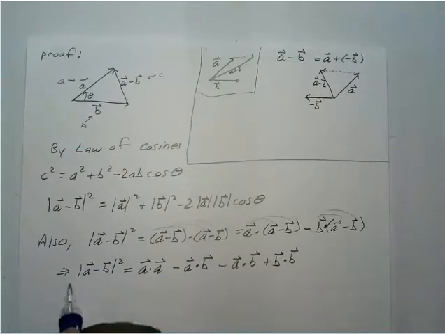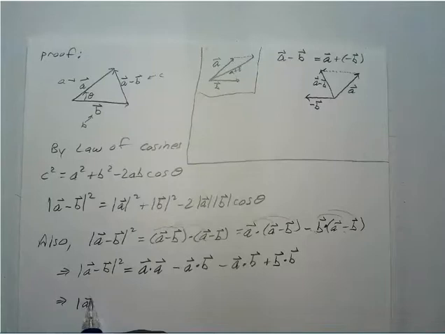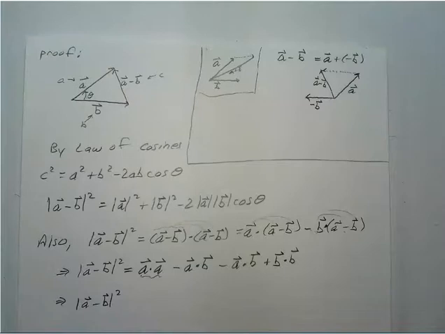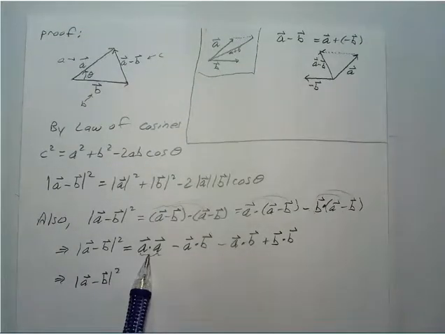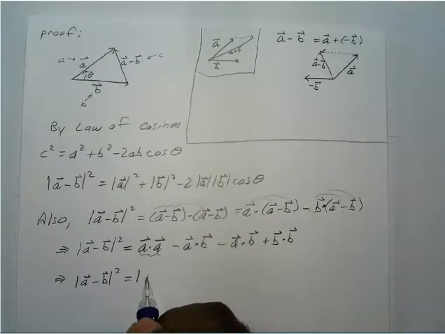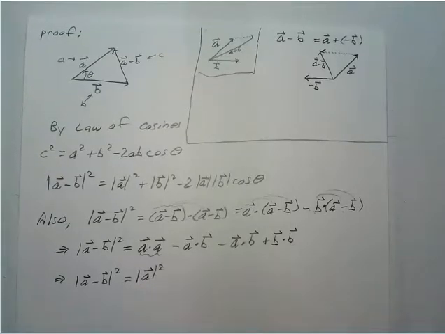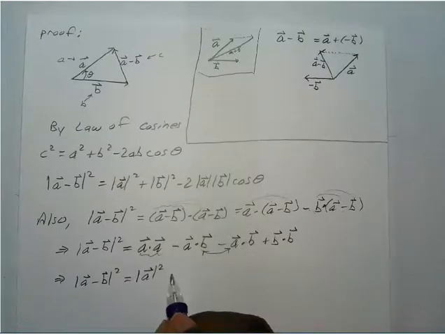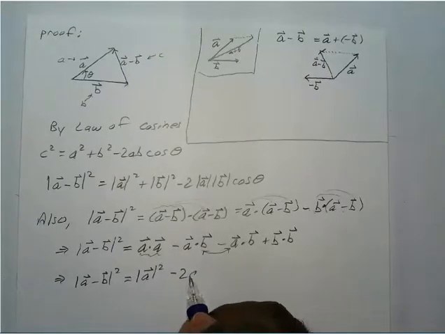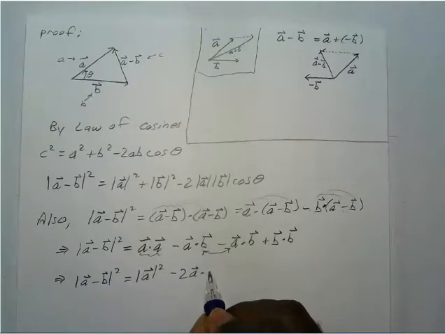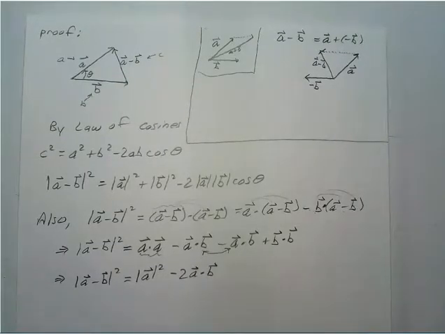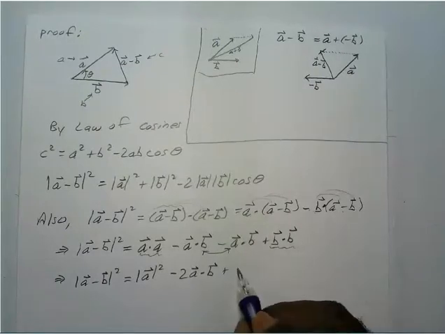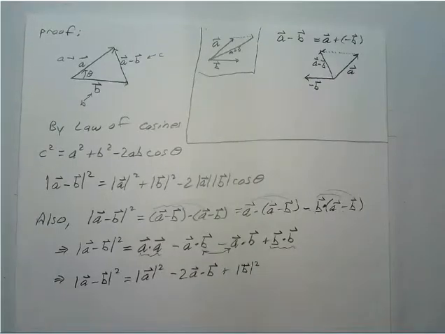Okay, so that means the magnitude of A minus B vector squared, we can actually reduce that to just equal the magnitude of A vector squared. Okay, if we combine these two, that's minus 2 times the dot product of A vector and B vector, plus, we look at this one, that's just the magnitude of the B vector squared, according to our properties.